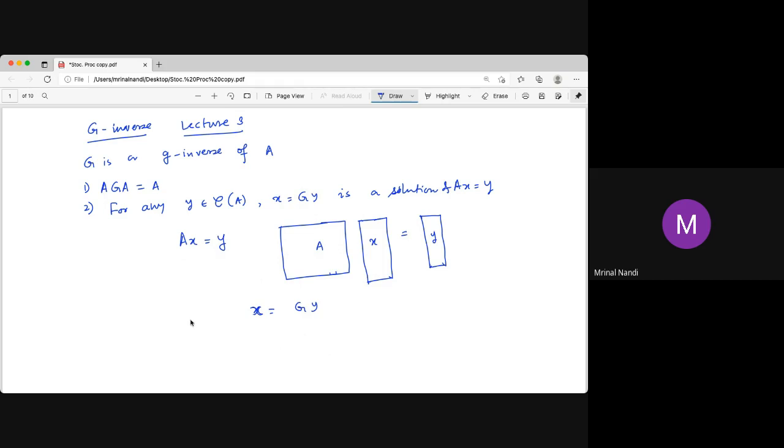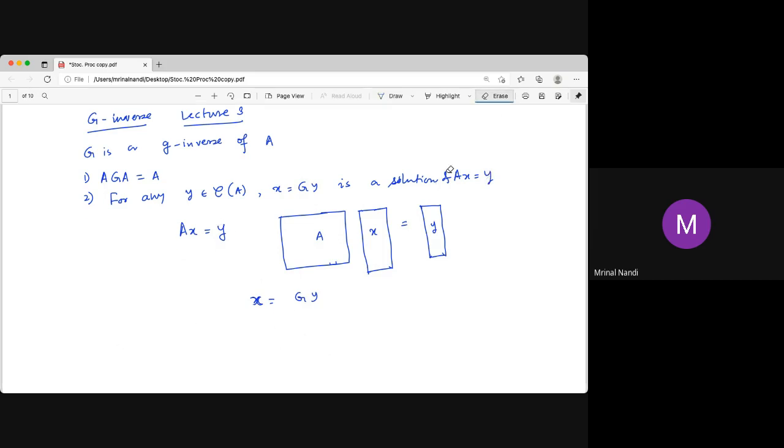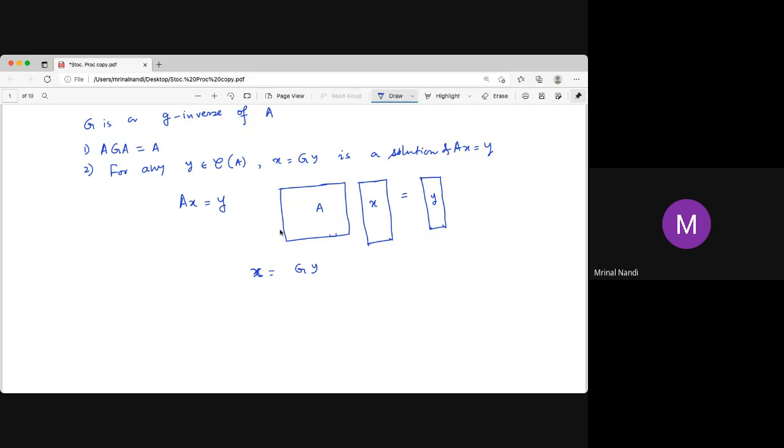The column space is a subspace of what? If A is m cross n and y is m cross 1, then the column space of A is a subspace of F to the power m, where the number of equations matters, not the number of variables. For any field, complex or real, usually we take the real numbers. So the column space of A is a subspace of the vector space F to the power m, or R to the power m.